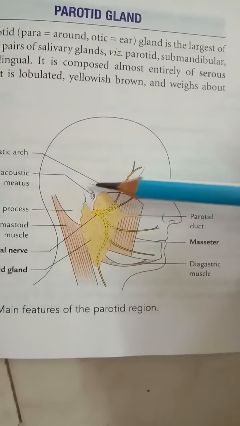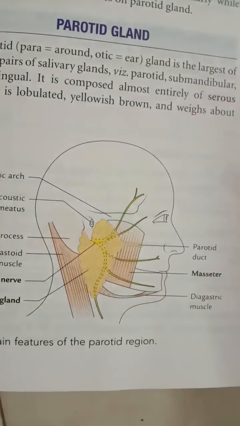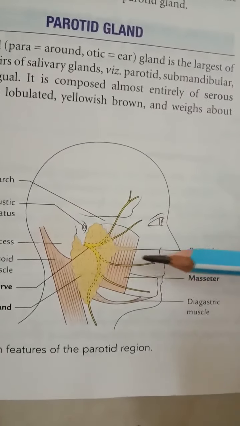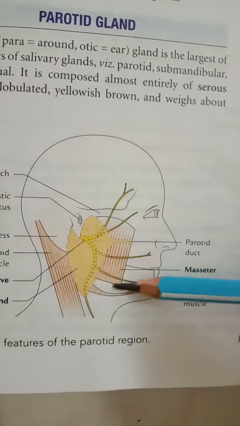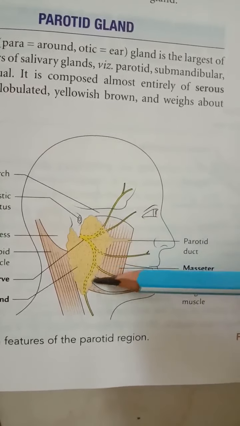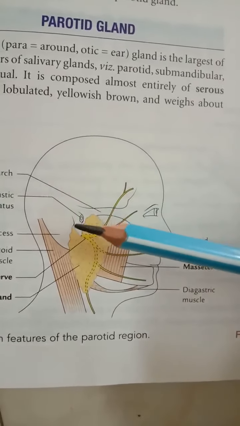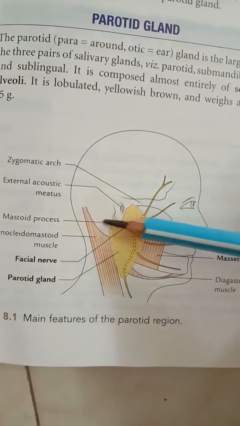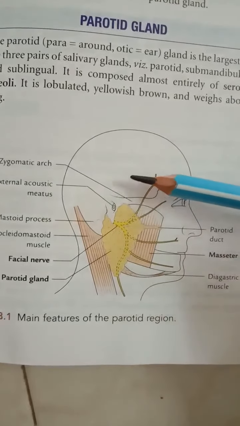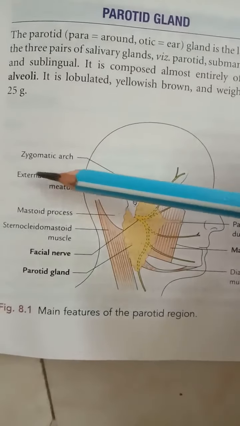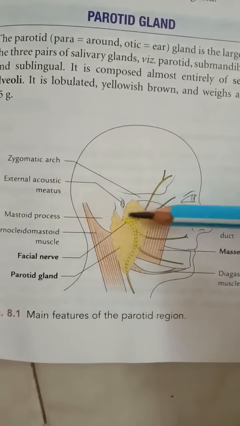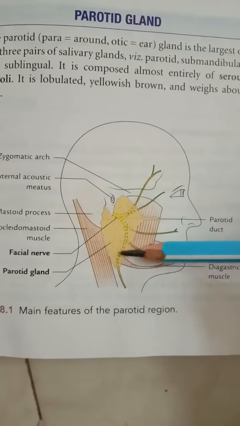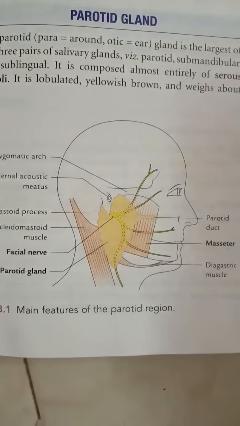Then the boundaries of the parotid gland. Anteriorly it is bounded by the posterior border of the ramus of the mandible. Here you can see. Then posteriorly by the mastoid process. Here the mastoid process is present, this one. Then superiorly by the external acoustic meatus. Here you can see the external acoustic meatus, and medially by the styloid process. Inner to it, the styloid process should be present.